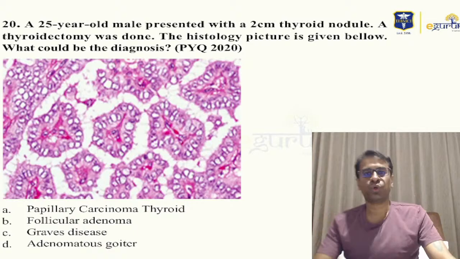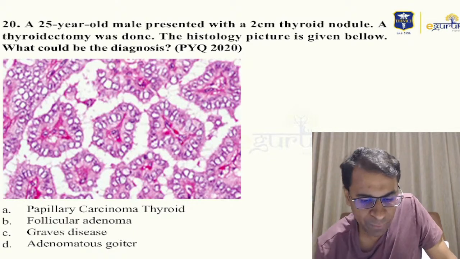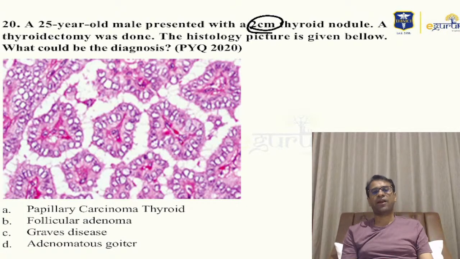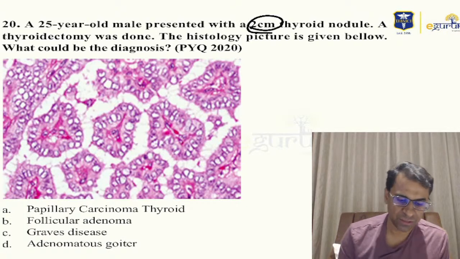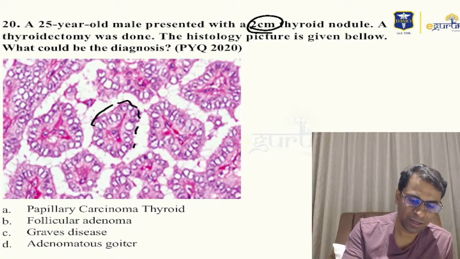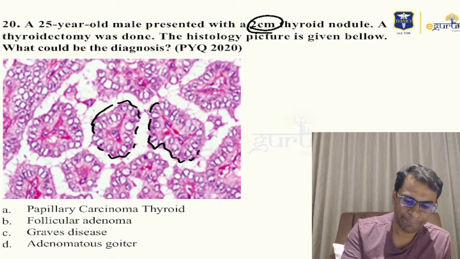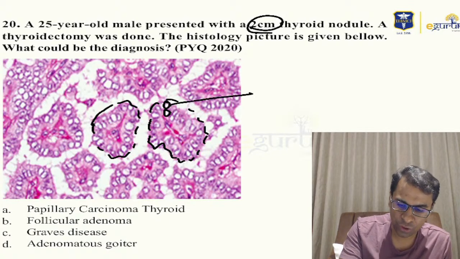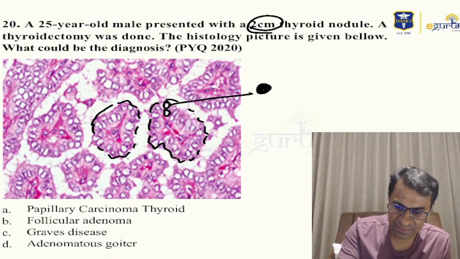Next question, and the last question. Okay, fatafat. A 25-year-old woman has a 2 centimeter nodule and a thyroid tumor workup is done. What are you seeing? You're seeing all of them are papillae. And more importantly, look at the cell. The cell is not like this.